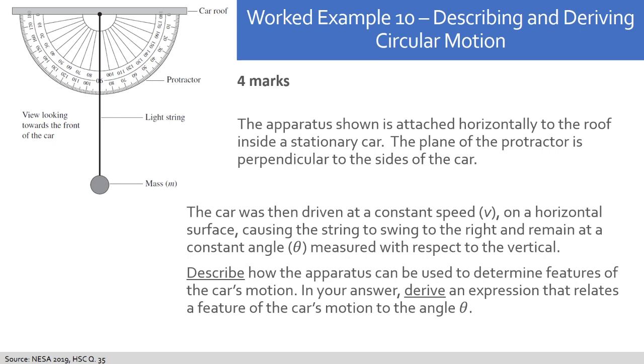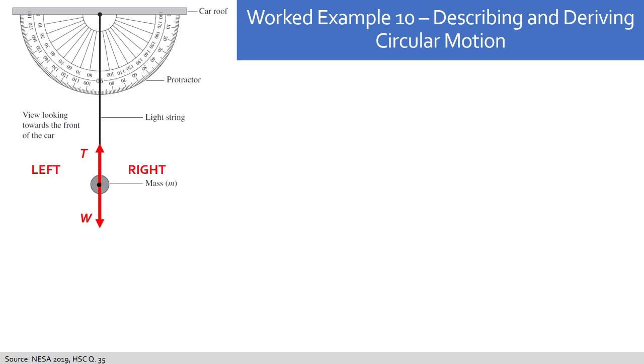So what do we do with this? Where do we start? Well, the first step is diagram and data. On the diagram there are some missing labels. So we want to label W for weight. We want to label left and right because we're looking towards the front of the car. We want to label the tension in the string as T.